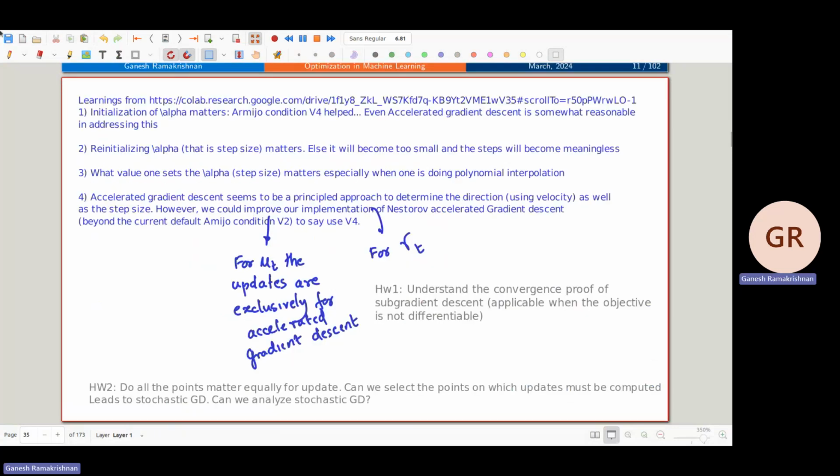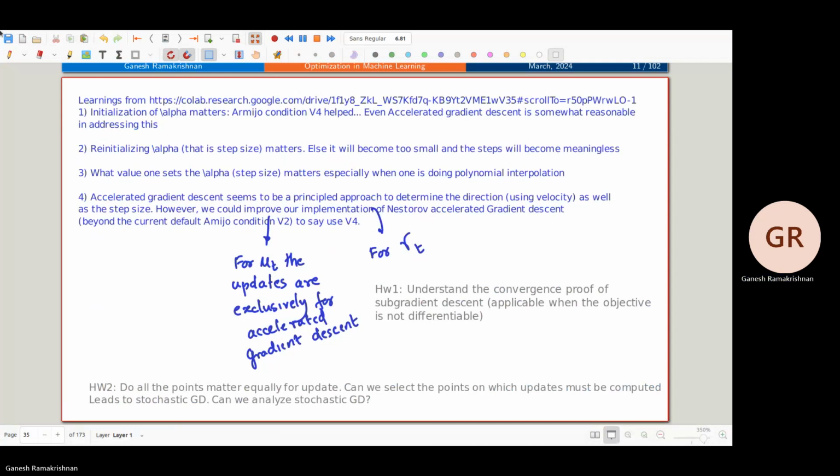Now, what are the other learnings from this collab notebook? So initialization of alpha matters. That's going to be very important. Take home that message that in some proofs I use some magic values of alpha, gamma, whatever step size. In practice, its choice is going to be sacrosanct. And even for theory, for some of the convergence proofs, it was important. So reinitializing alpha matters. You need to reset the alpha once in a while, otherwise it'll become too small. That's why I said the fallback: get it back to 1.